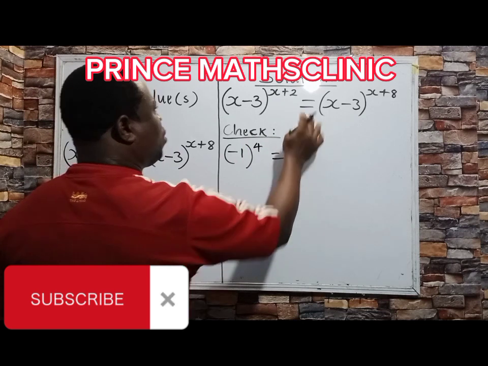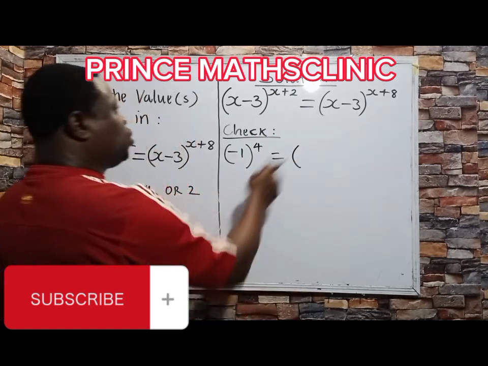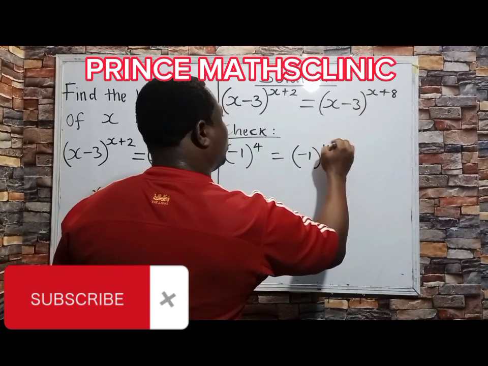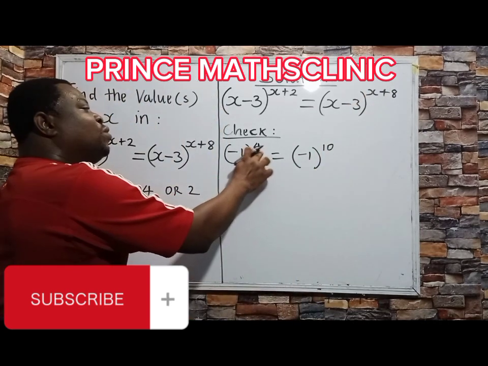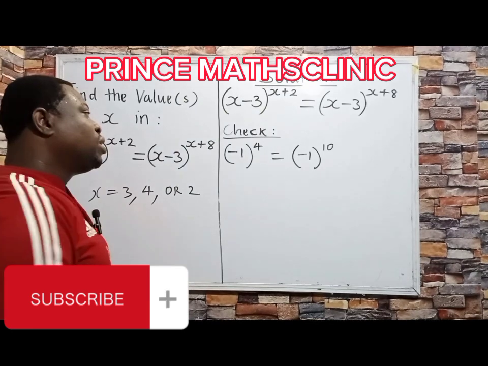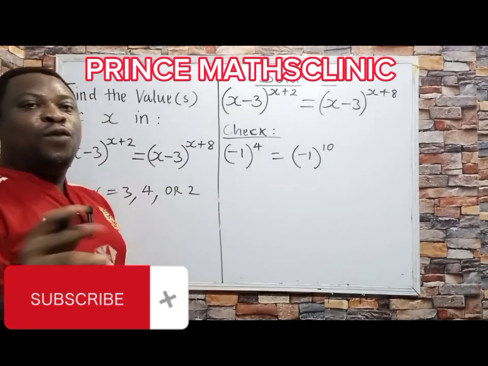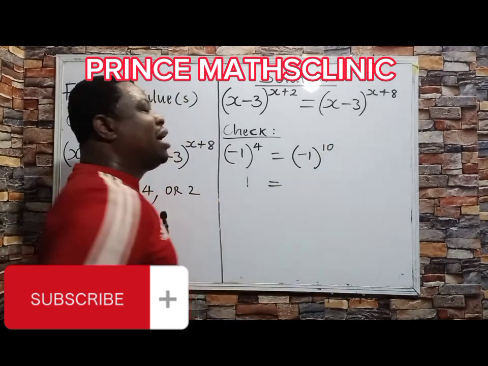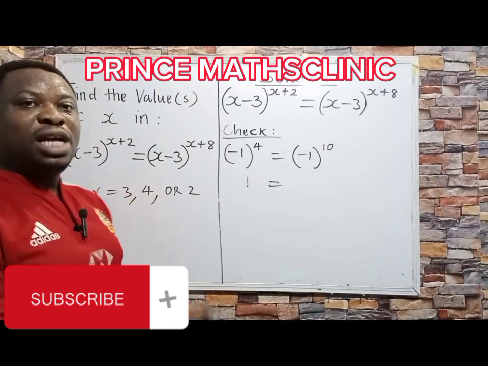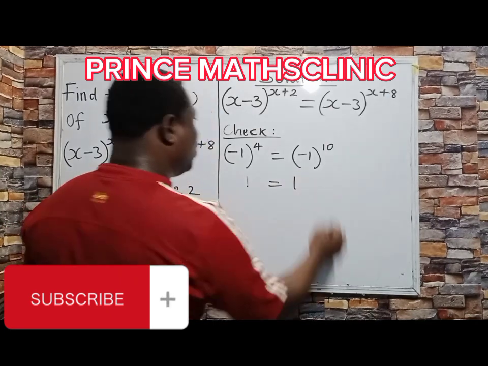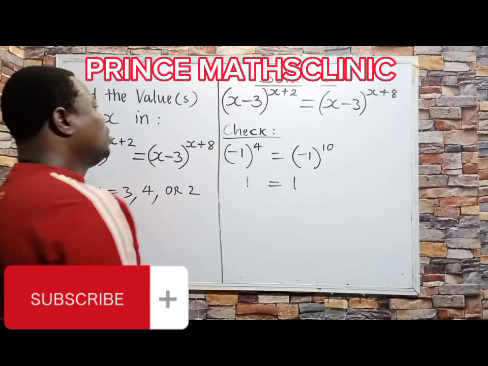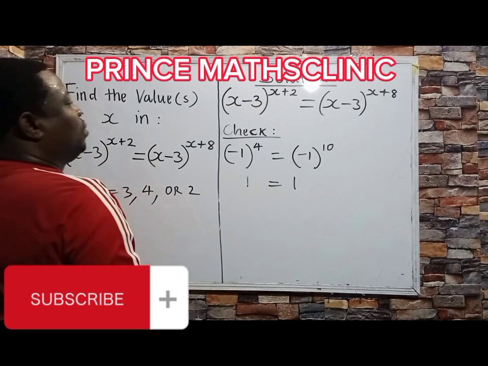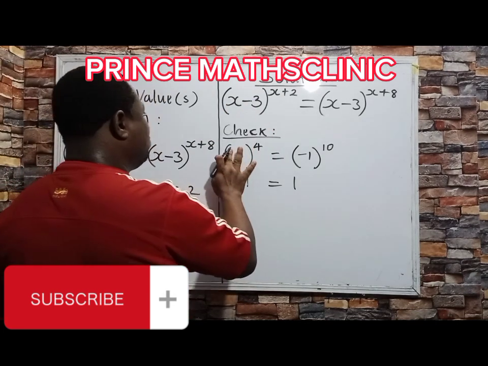4. Then 2 minus 3 is still minus 1. 2 plus 8 is what? 10. And this is an even number, meaning that if you multiply minus 1 4 times, you are going to get a positive 1. This is an even number as well. If you multiply minus 1 10 times, you are going to get positive 1. Good. Then let us also try 4. 4 minus 3 will give you positive 1.